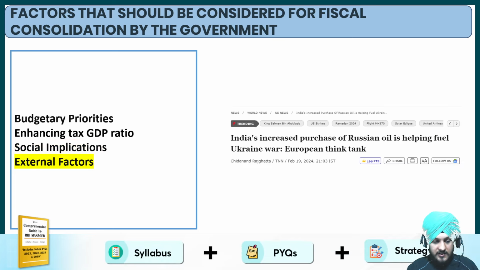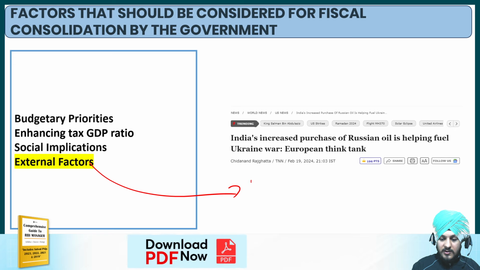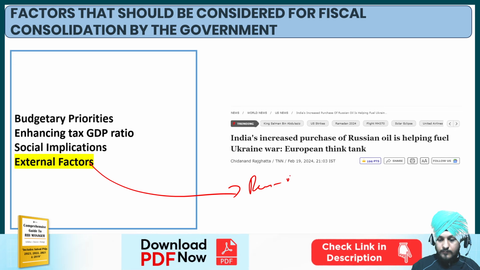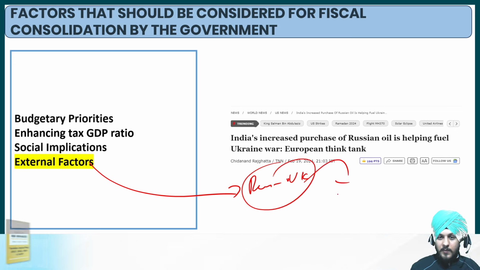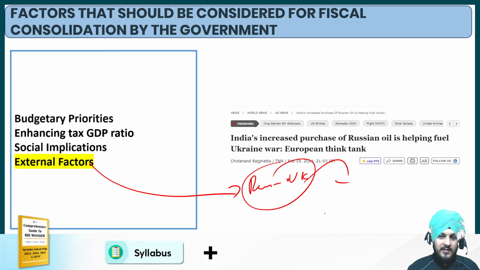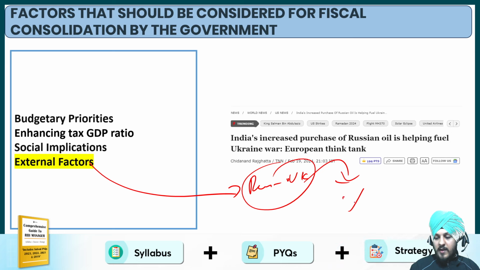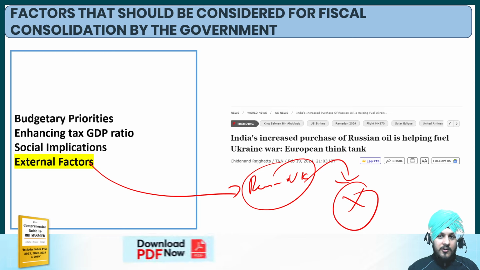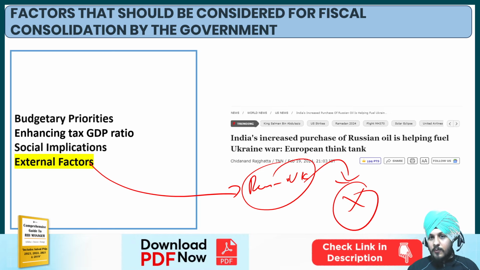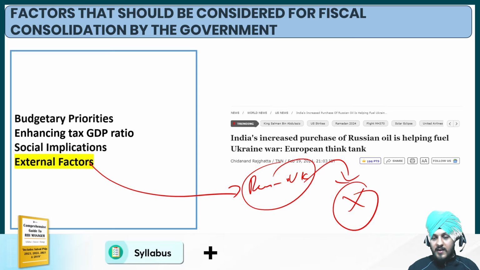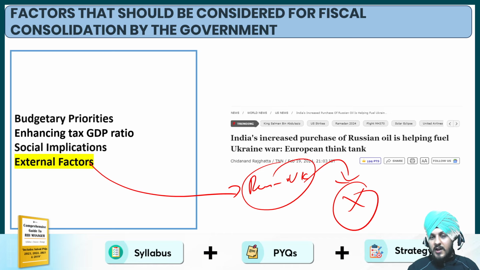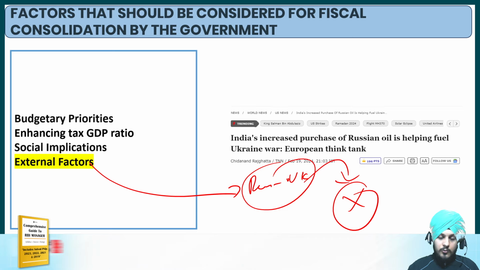The next point is the external factors. For example, during the Russia-Ukraine war, the European countries were pressurizing the Indian government to not buy oil from Russia. But the Indian government countered by arguing that they have to buy oil from Russia in order to manage their fiscal expenditure, and also in order to provide cheaper oil or cheaper energy services to their people.